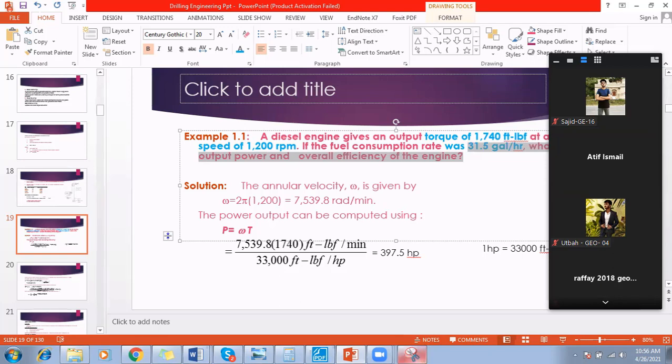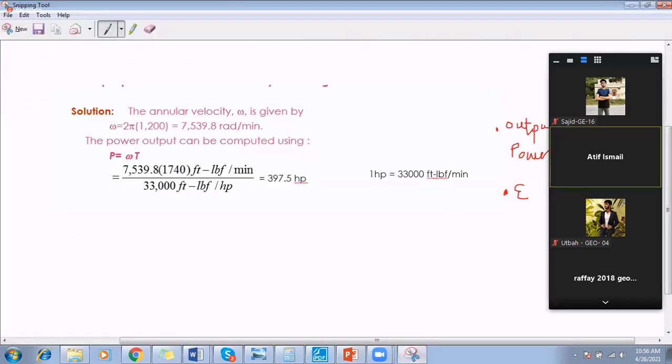So let's see the equations. Firstly, you just need to calculate P equals omega T. You need to input the quantities that have been given in the statement. The T is already given, and you need to calculate the omega. After calculation of the power, you need to convert the power into horsepower.